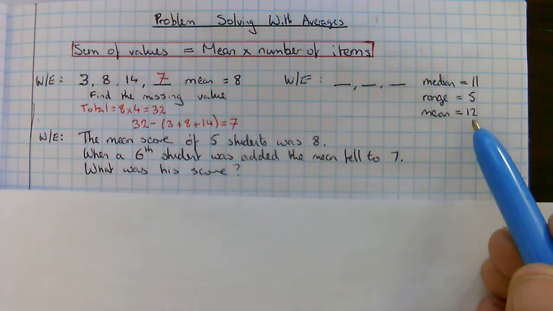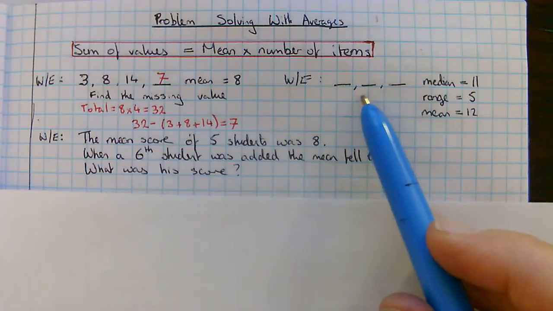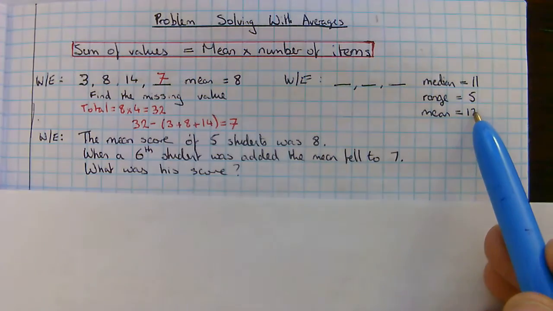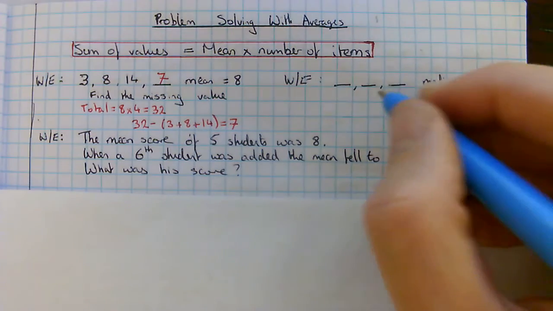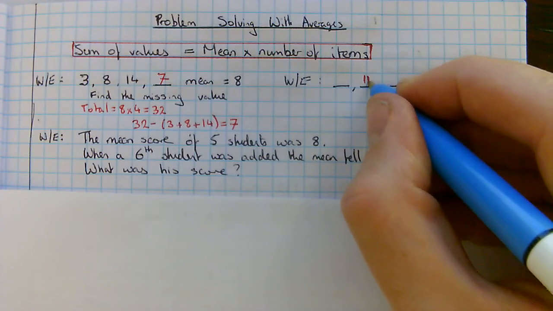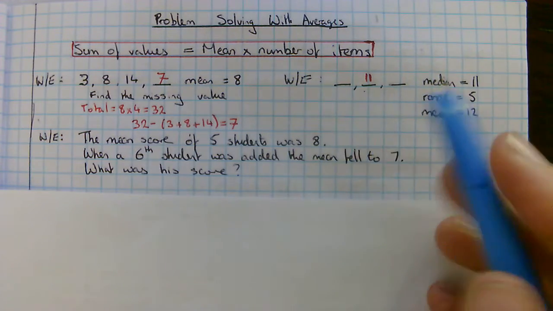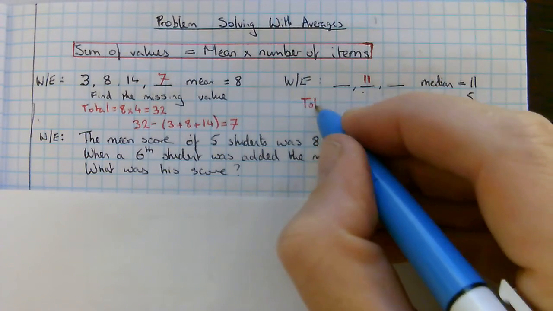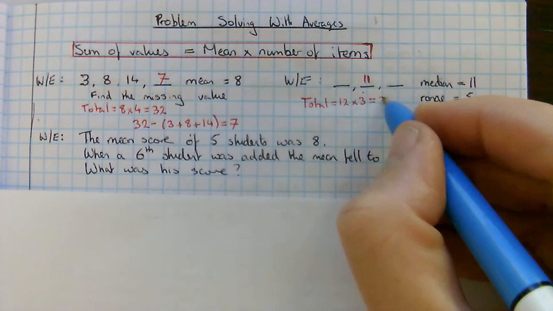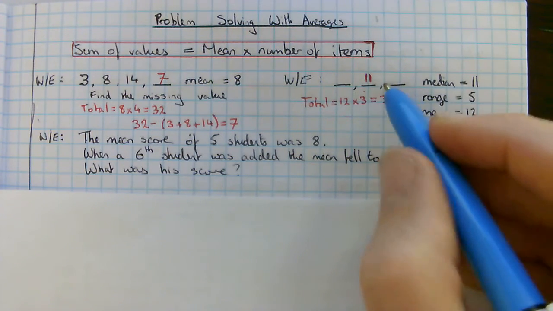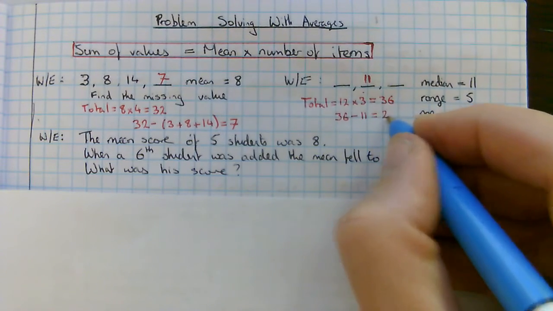Second question's a bit more difficult, because it asks us to know about a whole variety of different measures. I've got 3 numbers. I'm told that the median of those 3 numbers is 11. So I know the middle number there must be 11. I can fill that in straight away. I'm then going to use the fact that the mean is 12 to tell me what the total of those 3 numbers is. So the total must be 12 times 3, which is 36. Now I've already got 11, so 36 take away 11 equals 25.